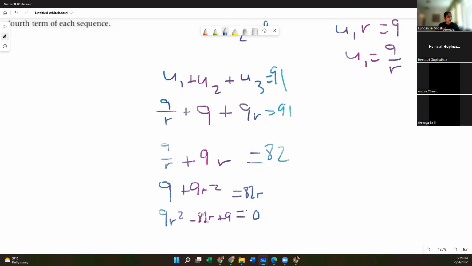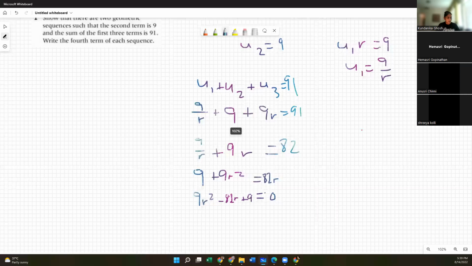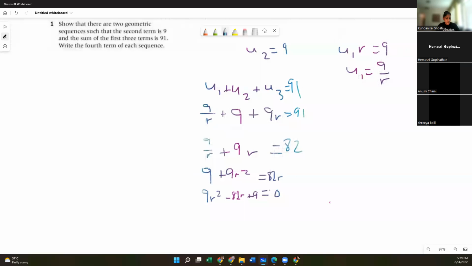So, can anyone do this off the top of their head? Because I know a lot of people can't. So, anybody? Great, no, okay. 9R minus 1 and R minus 9. Okay, perfect.